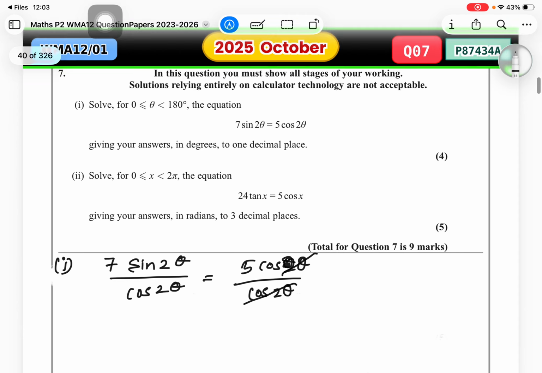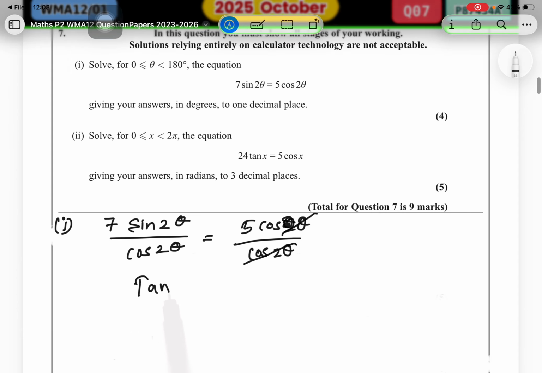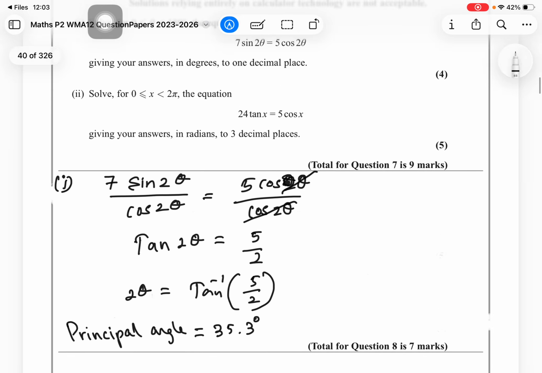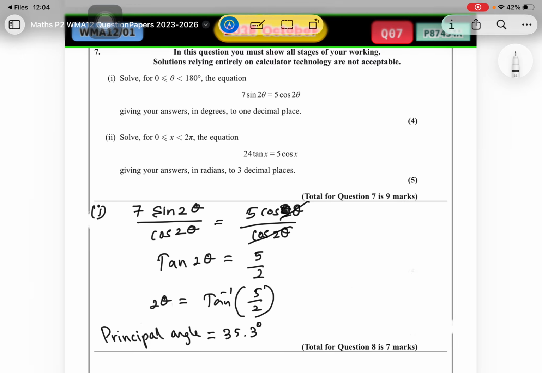So we know they will cancel each other. So what I would have is tan 2 theta equals 5 divided by 2. So 2 theta is tan inverse of 5 divided by 2. Whenever we have such a thing, what we get is the principal angle. Once you get the principal angle, that would be 35.3 degrees.